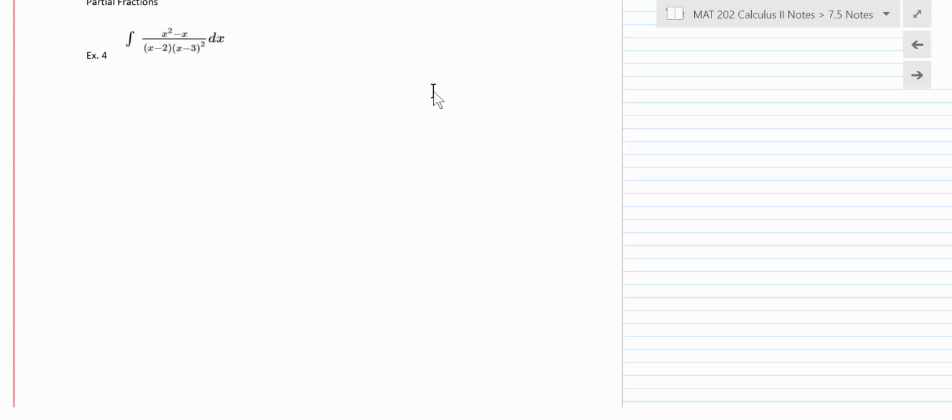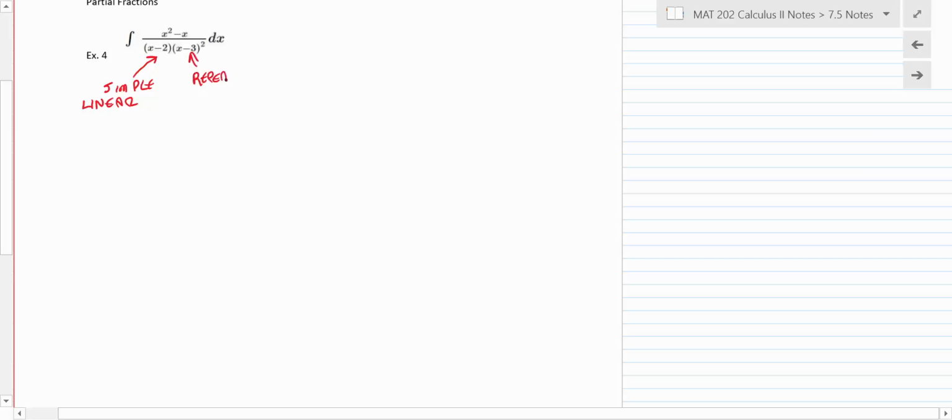So there's three situations. We've only looked at two situations. You've got a simple linear factor. Now this right here you might want to label. We call the x minus 2 a simple linear factor. And it's linear, that's why it's x minus 2. That's linear, so that's a simple linear factor. And then this one right here we call a repeated linear factor like that. So you have to set this up in a certain way.